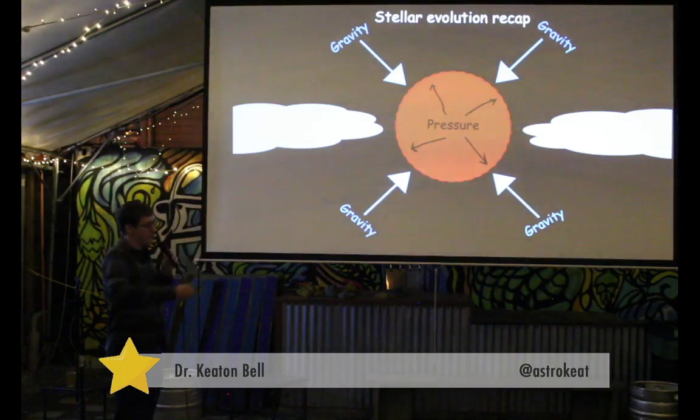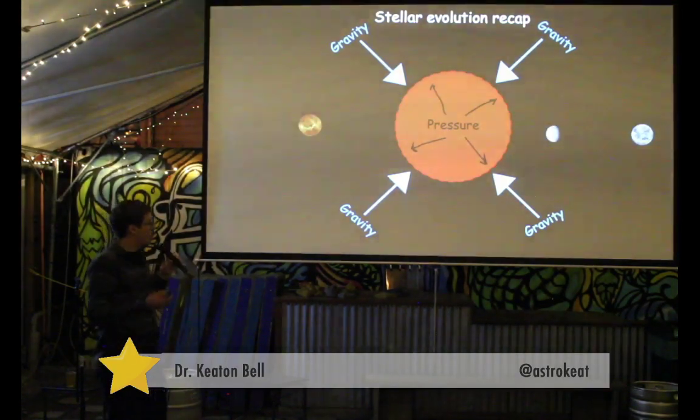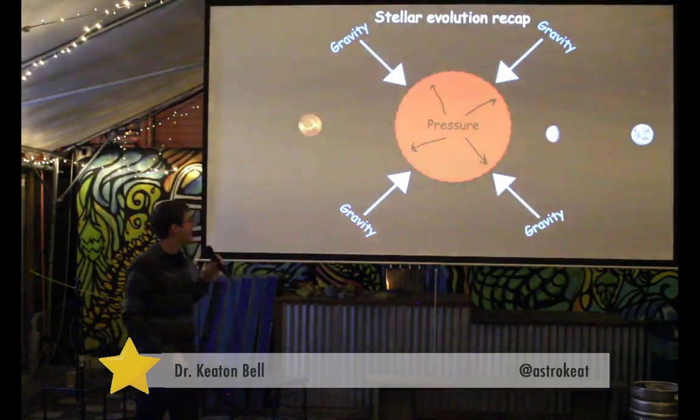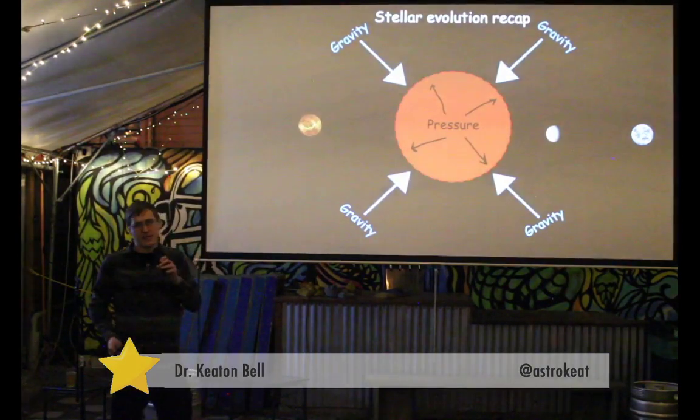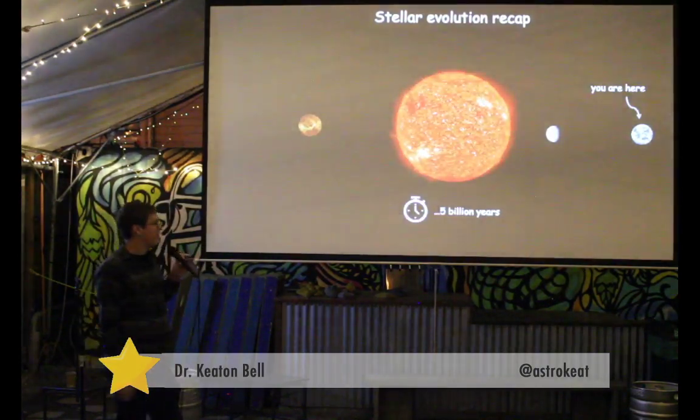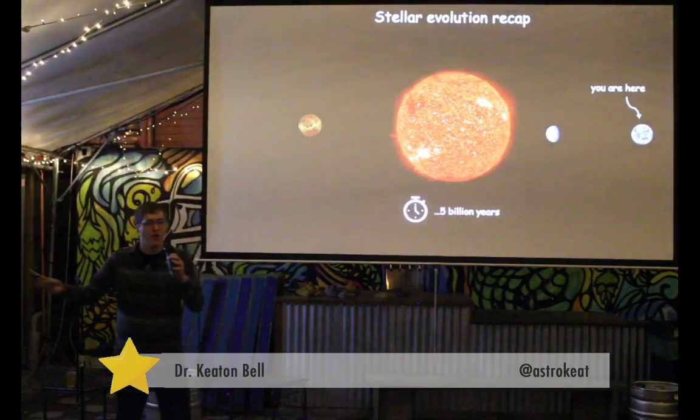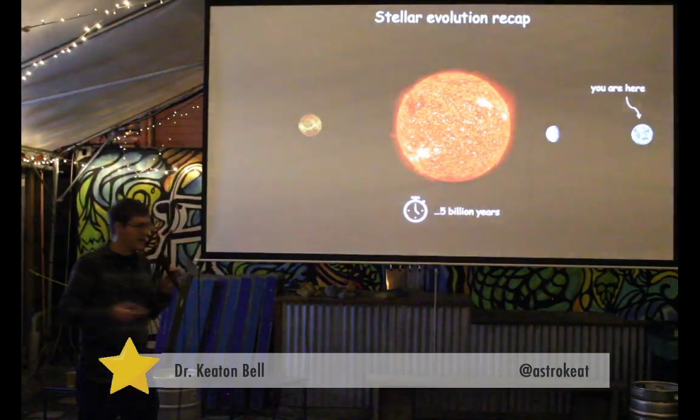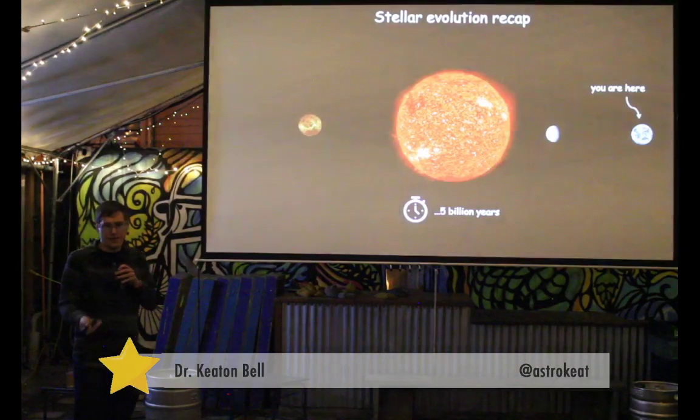The rest of this material that was in the disk will form planets, and those planets will orbit a fairly stable star for something like 5 billion years until now. We have astronomy on tap, and here we are. That's the story up until now.